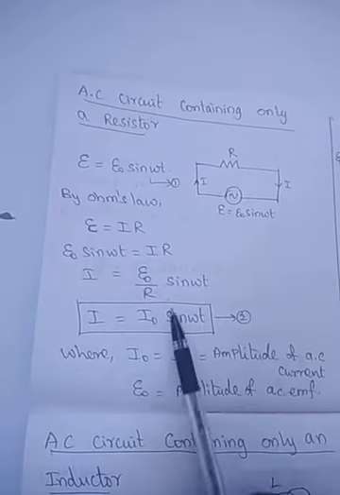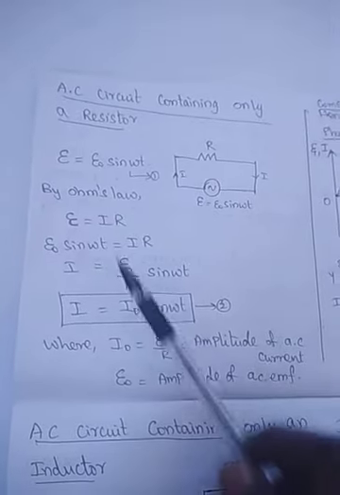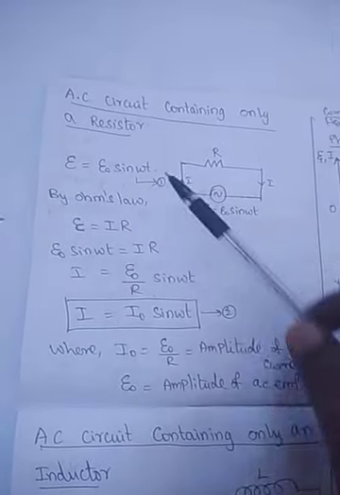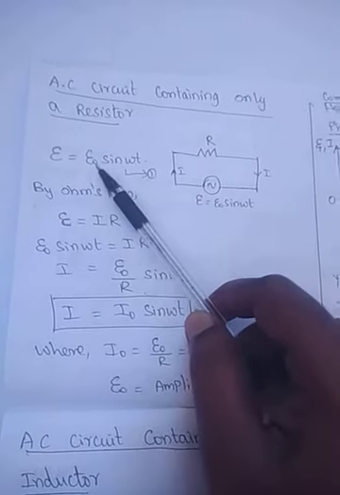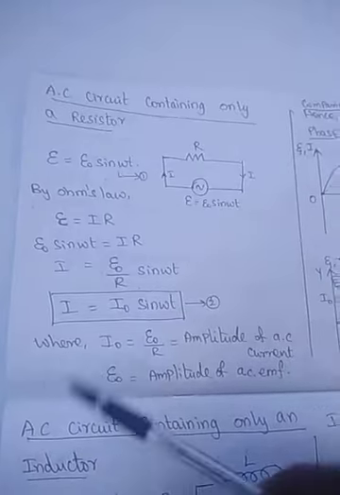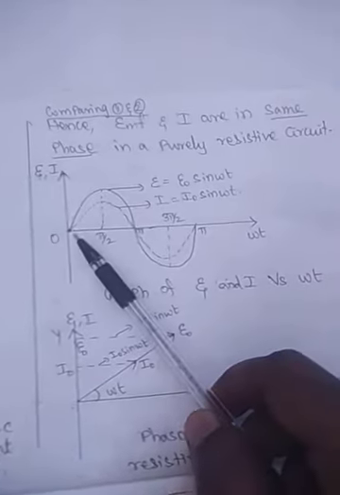Same phase means this is also sin omega t, this is also sin omega t. If sin omega t is 0, here also it is 0, so EMF is 0 and current is also 0. If omega t is 90 degrees, sin 90 is 1, so E is equal to E naught and I is equal to I naught. So both are going at the same angle. That is given here.